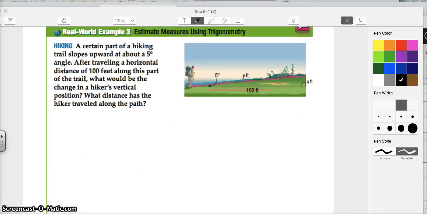So we have this problem and we're reaching the end of our time together. So I'm going to read the problem and I'll probably answer it in the next video. Sorry for 2 parts, but we got to do what we got to do. So we have a hiker, and this hiker is hiking up a slope that's about 5 degrees. After traveling a horizontal distance of 100 feet, we want to know what's the vertical displacement of the hiker, and we also want to know how long the hiker actually traveled on the path. So that vertical displacement, or that change in vertical position, would be x, and the displacement along the path is going to be y. We'll work on that the next time we get together.